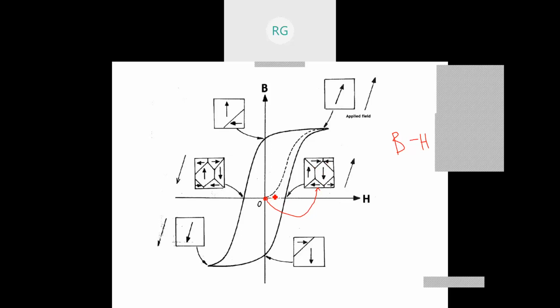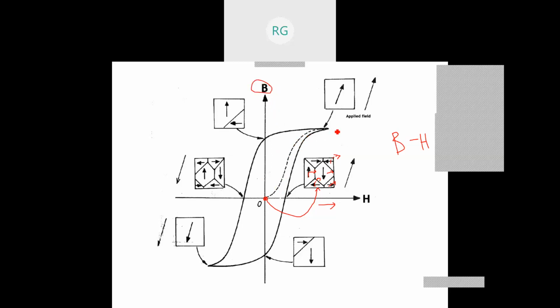As I am increasing the H value like this, they start moving in the same direction as H. This one starts tilting, or reorienting itself. This also reorients, and this also reorients, and the magnetic domains start reorienting. And as the field is increasing, more and more domains start aligning themselves in the direction of the applied field by rotation. As they are rotating, the magnetization, or B, inside the sample increases.